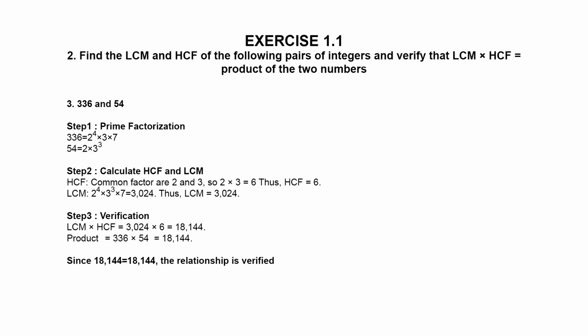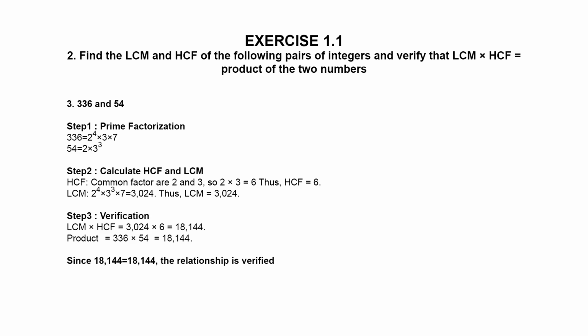Problem 3. 336 and 54. Step 1. Prime factorization. 336 is equal to 2 power of 4 into 3 into 7. 54 is equal to 2 into 3 cube.